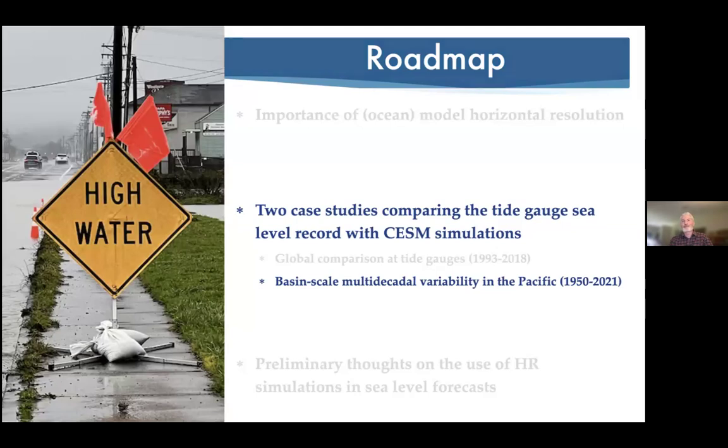Okay, so I did promise a second element, which was going to address a completely different aspect of how high resolution might influence the representation of coastal sea level. And that's focusing on a problem of basin scale multi-decadal variability in the Pacific. This work is a little bit earlier stage, inspired by some time that I spent in Boulder last summer, where I was working with people who are very interested in the problem of long-term trends in the Pacific. So feedback is welcome. It's still cooking.